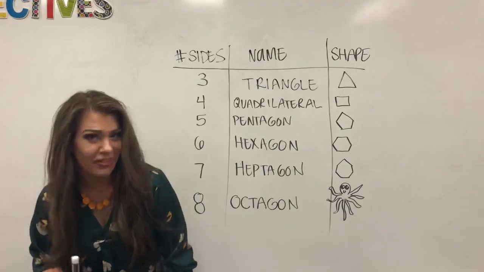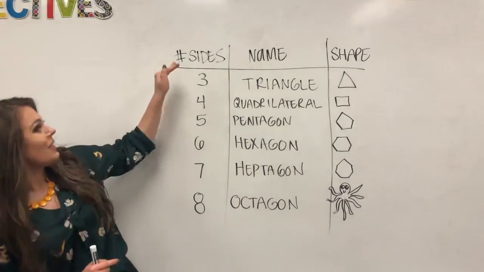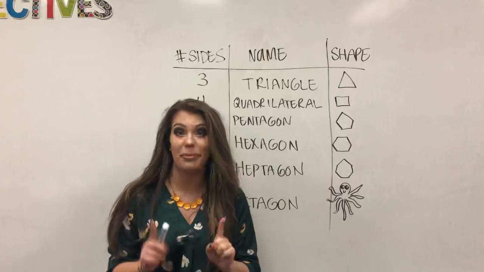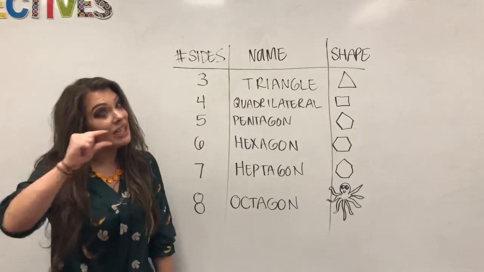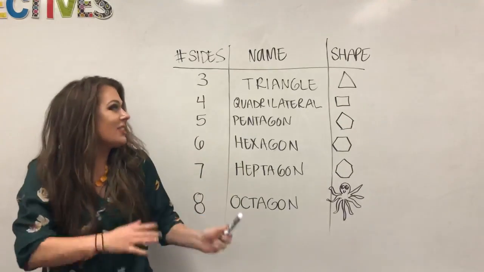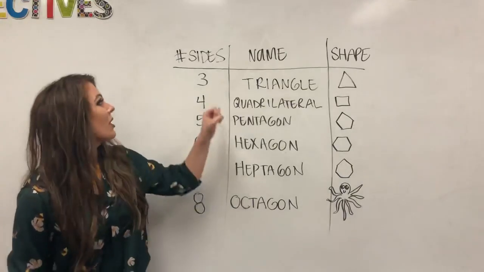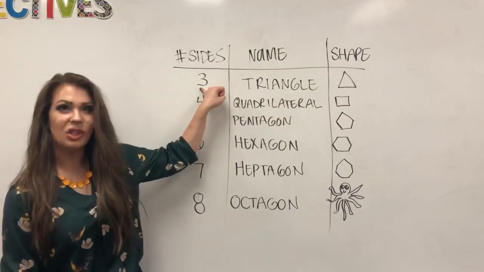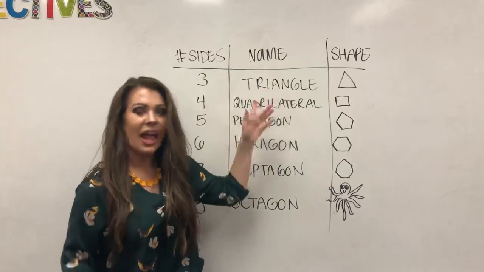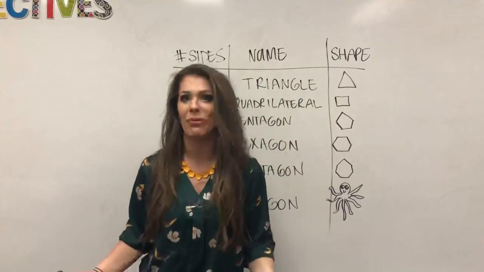I wanted to clarify real quick about sides, names, and shapes because we're gonna get a little bit into pentagon, hexagon, octagon a little later today. So, how many sides determines the name and the shape of a shape, of course.